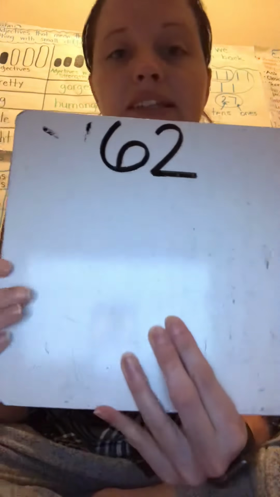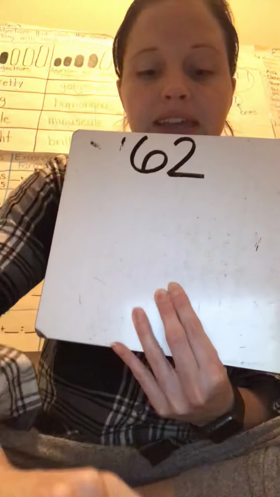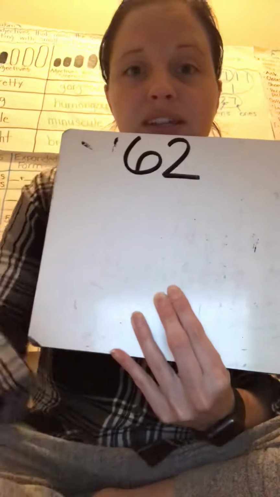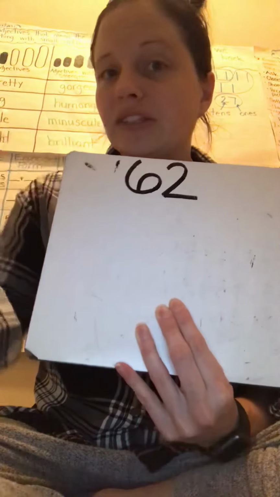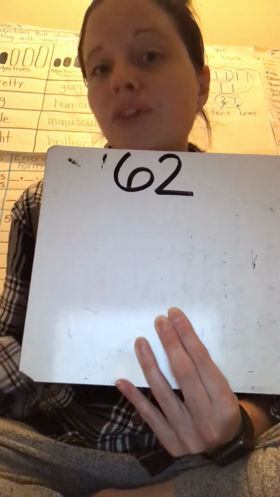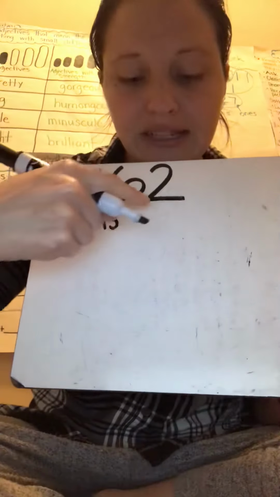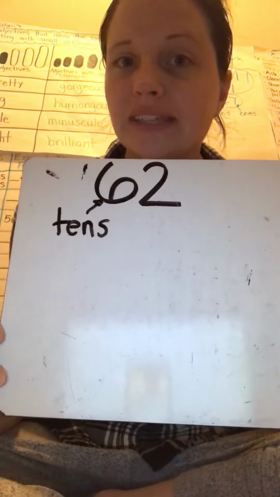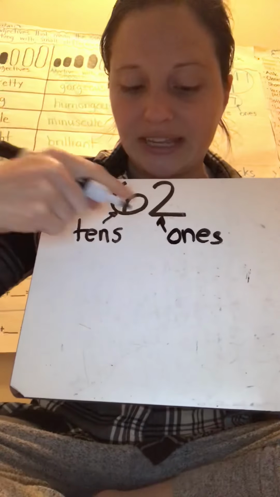Our next number is 62. So again, we're going to do our 10s and our 1s. So 62. So this one, our 6 is what? Is that our 10s or our 1s? Right, that's our 10s place. So it tells us how many 10s we need. So if this is our 10s, then what is this one called? What place is that? Right, that is our 1s.